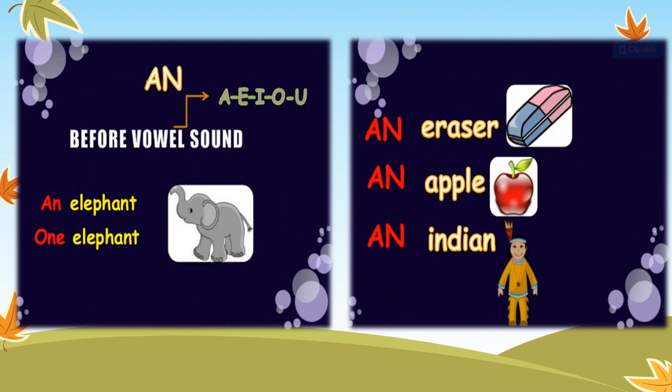An is used before vowel sounds A, E, I, O, U. An elephant, which means one elephant. An eraser, an apple, an Indian. This means we are talking about one eraser, one apple, one Indian.